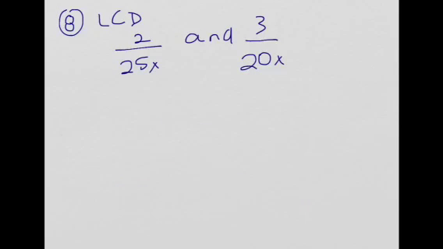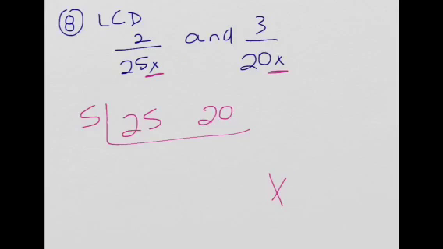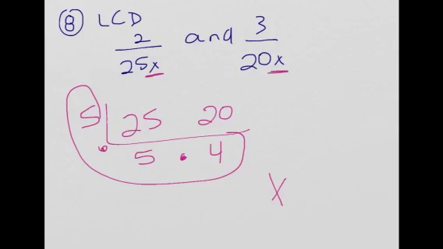And now I look at my x and my x, and so my answer is going to have an x in it. And then 25 and 20, I'm going to take out the 5. That'll leave me a 5 and a 4. The only number that comes out of 5 and 4 is 1, so I'm done. And I'm going to multiply 5 times 5 is 25, times 4 is going to give me 100x.